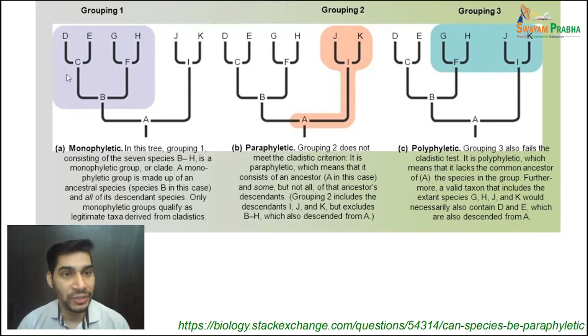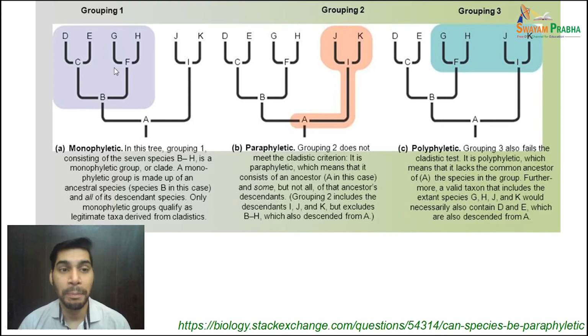Now in this tree, in this grouping 1, there are 7 species B to H, and it represents a monophyletic group, which means a group which is made up of an ancestral species, which is B here, and all of its descendant species. So a common ancestor and all its descendant species, if they are depicted here all together, it is called as monophyletic group. Only monophyletic group qualify as legitimate taxa derived from cladistics.